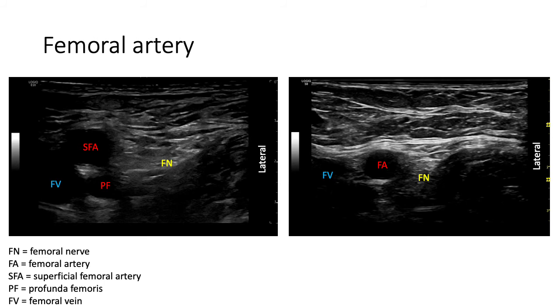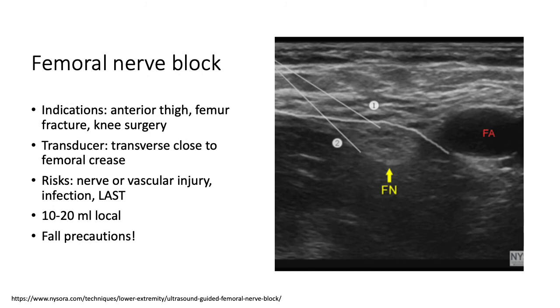Sometimes the nerve isn't very bright on your ultrasound screen, so you may need to do a slight tilt of the ultrasound probe in either direction to highlight the nerve. You can see on the image on the right, the nerve is bright. When performing the block, the needle can be passed from lateral to medial in plane, either above or below the femoral nerve. In this picture, you can see the two white lines showing the two different paths you can take to block the femoral nerve.